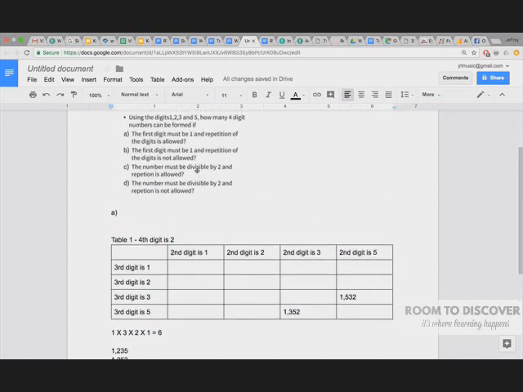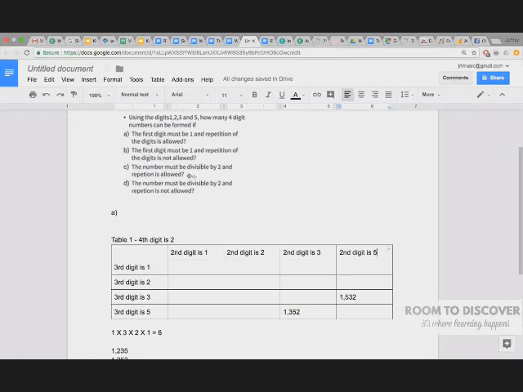Now, if the number must be divisible by 2 and repetition is allowed, we're going to go back to our original where we had 64 options, but we're going to eliminate all our odd numbers. So for a number to be divisible by 2, the last digit would have to be even. So the last digit can't be 3 or 5. So I'm going to cut that in half.